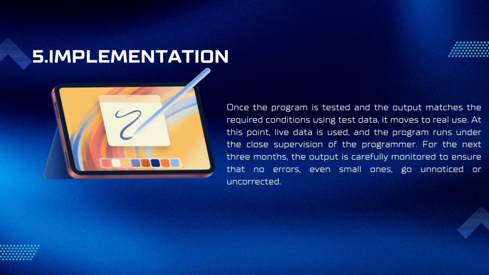Number five is implementation. Once the program is tested and the output matches the required conditions using test data, it moves to real use. At this point, live data is used, and the program runs under the close supervision of the programmer for the next 3 months. The output is carefully monitored to ensure that no errors, even small ones, go unnoticed or uncorrected. So the programmers can't risk giving the program errors.